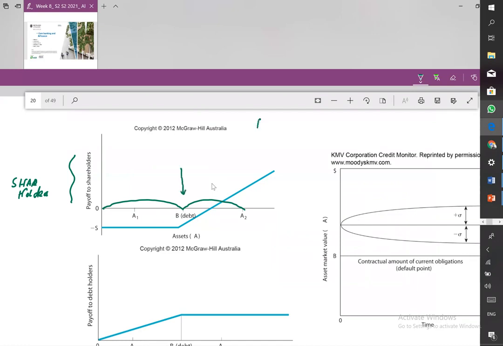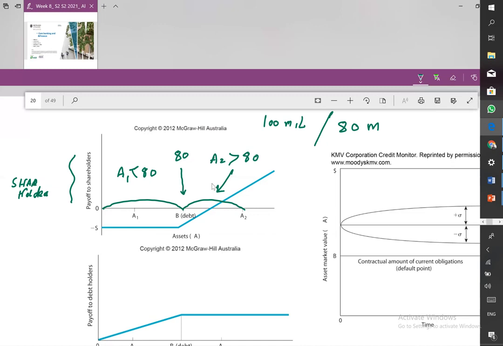So if the value of the company is 100 million, and the loan is 80 million, the 80 million will be here. This area will be more than the 80 million, and this A1 will be less than the 80 million. This area is A2. So in this case, the defaulting will happen here.